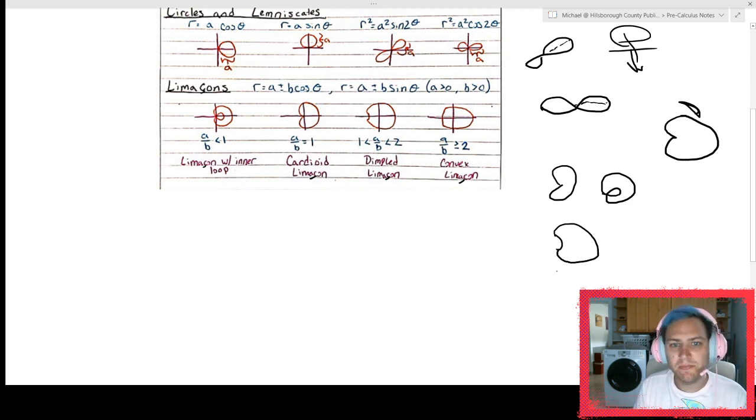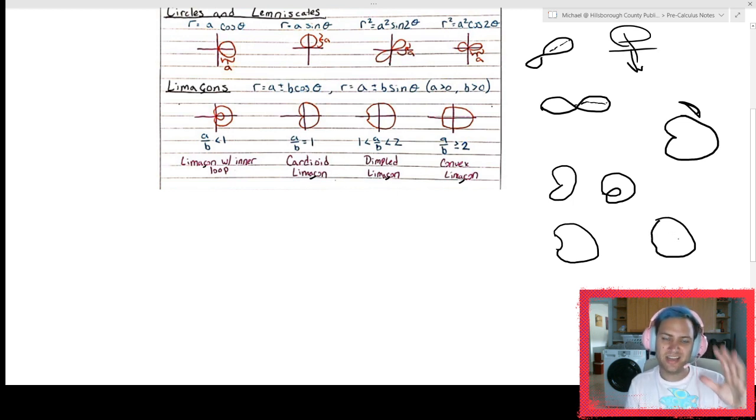You're going to get a dimpled limaçon. Like I said, check example 1 on the last page of notes and you'll see that. And if you divide a by b and you get a number bigger or equal to 2, you get a convex limaçon, which is kind of like a circle that's really big on this side, but gets smashed on this side and stops being circular. It's kind of like a circle with a smashed edge on this side, like someone took a hammer and flattened that side. And those are your limaçons that you're going to end up with.